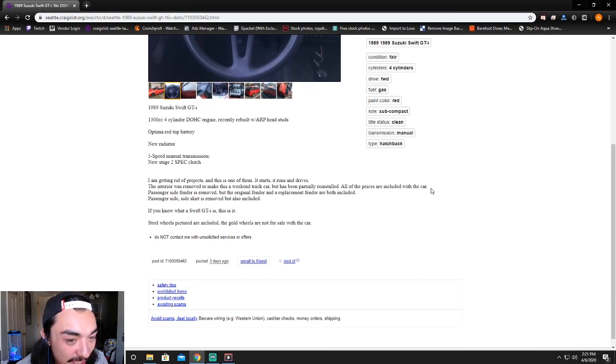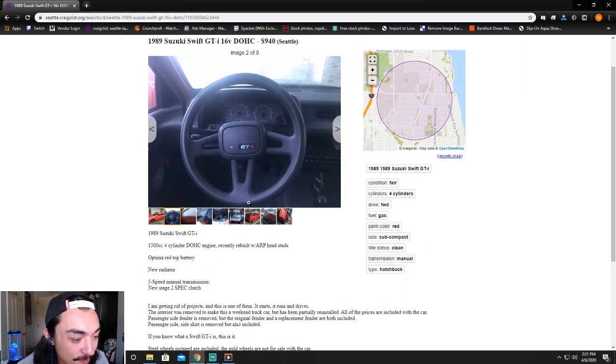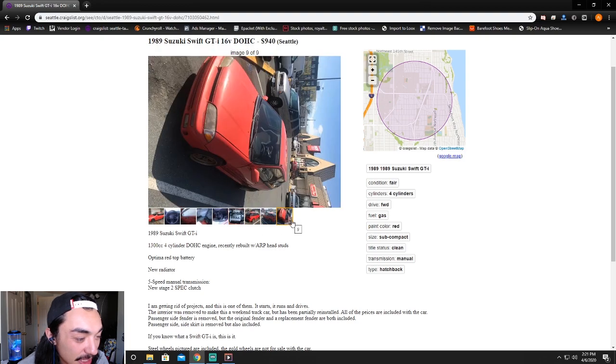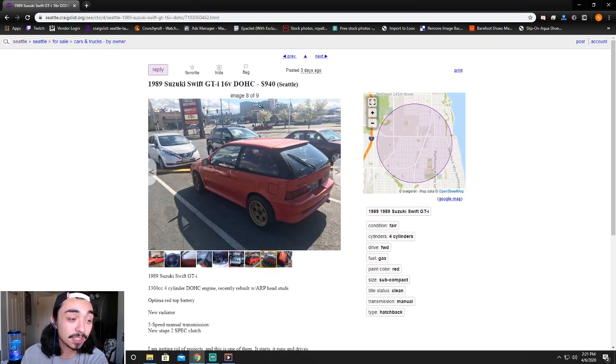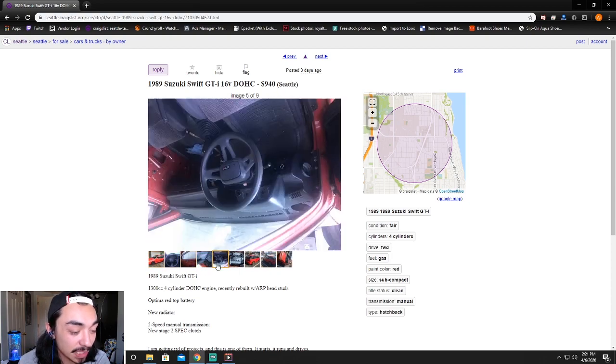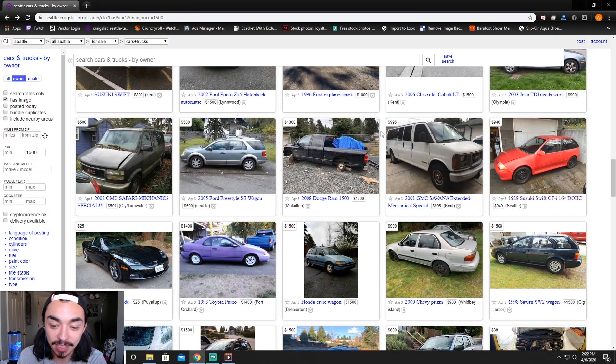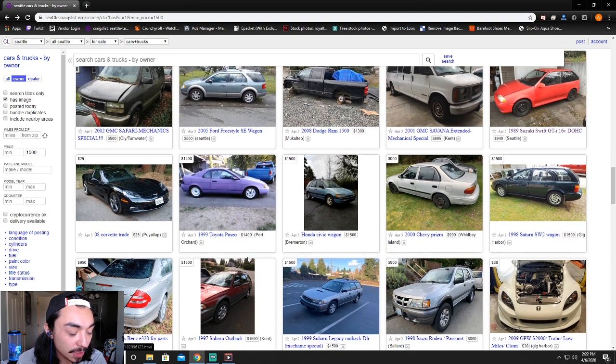Do people track this? I don't even know if this is real. GTI? Did they make a race version? Anyway, you could do a little bit of research, and this car might look like a piece of crap, but this might be a rare car, who knows? But that's what makes Craigslist so cool, is that there's so many things on Craigslist that are just posted. People don't know what to sell things for.